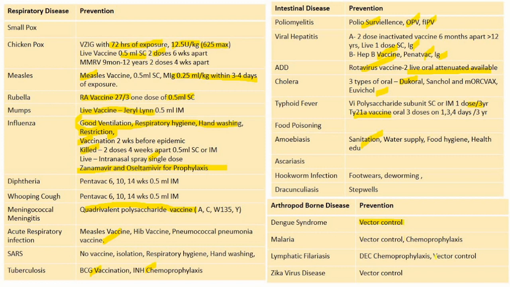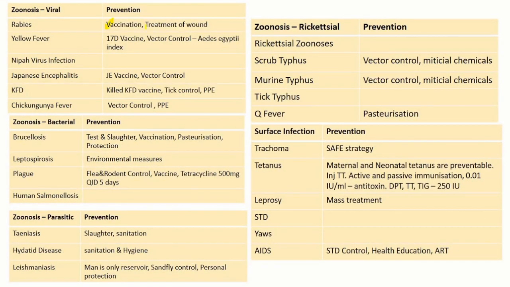Lymphatic filariasis, DEC chemoprophylaxis and vector control. Zika virus, again vector control. Rabies virus, vaccination and treatment of the wound. The first aid of the care of the wound created by the dog bite or the animal bite. Yellow fever, 17D vaccine, vector control, that is the Aedes aegypti index, which is maintained around the airports.